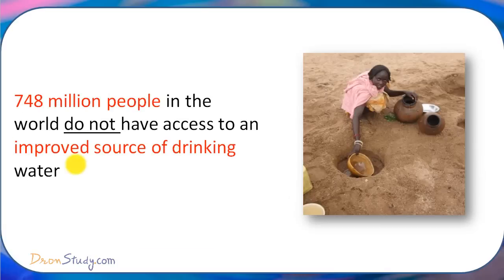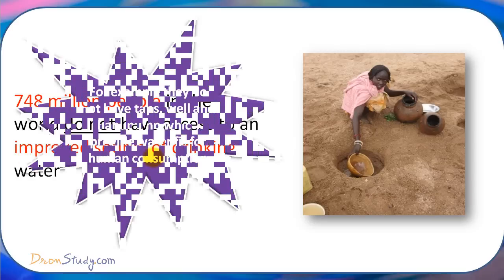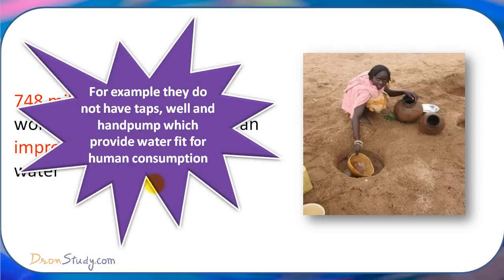Now please read this one very, very carefully. 748 million people in the world do not have access to improved source of drinking water. 748 million people. You are lucky that you have taps and aquaguards and ROs to clean your water, but everyone is not that lucky. 748 million people in the world do not have access to improved source of drinking. That means, for example, either they don't have any taps or hand pumps or well, or if they have, they do not have fresh water. The water is contaminated. It is not fit for human consumption. वो जो पानी है वो गंदा है.